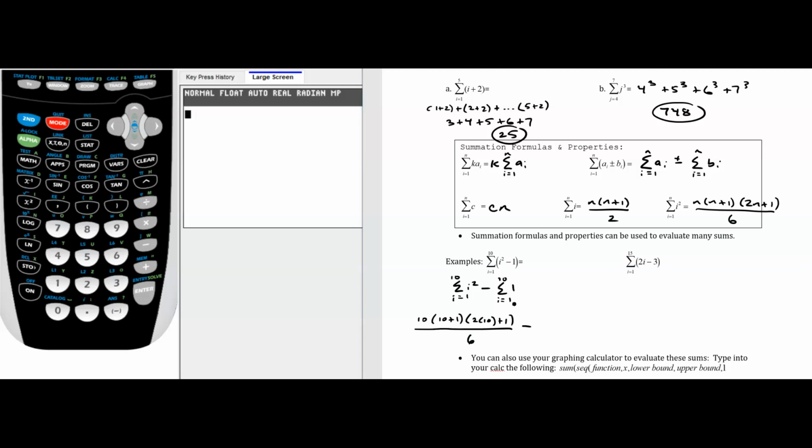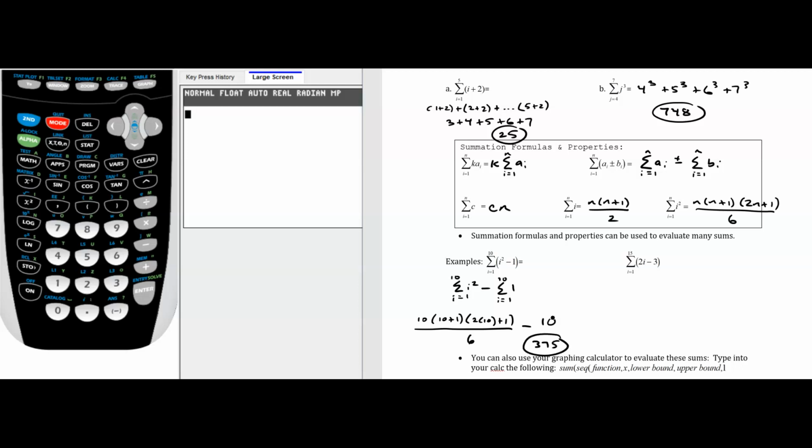And then minus, this is a constant. And so this is actually this property right here. The sum of a constant that many times is the constant times n. So that's going to be our setup, and this will be 10 times 11 times 21 divided by 6, and then you subtract 10. If you go over here and you put this into the calculator, I'm just going to save us the time, you get 375.